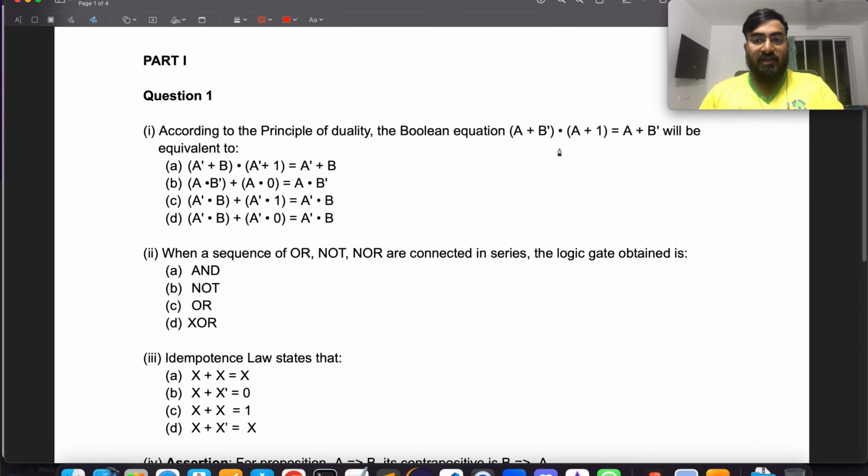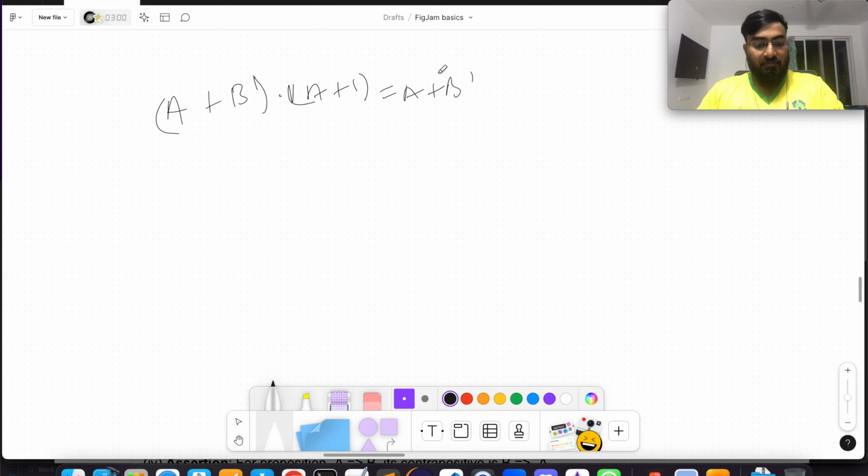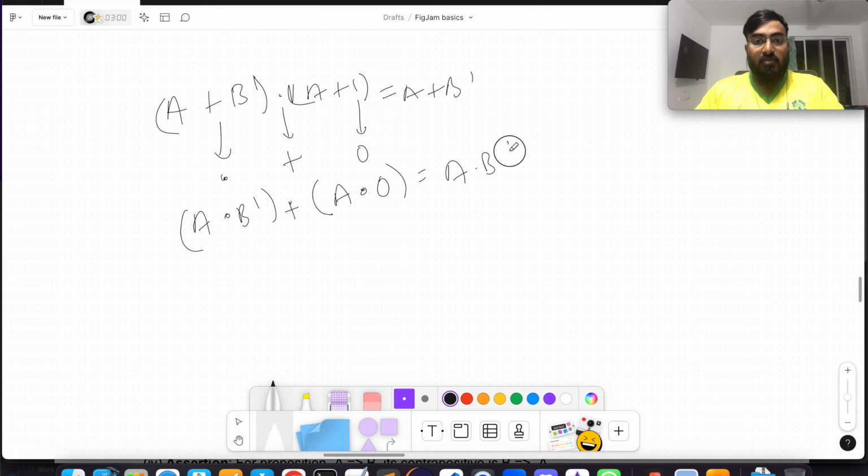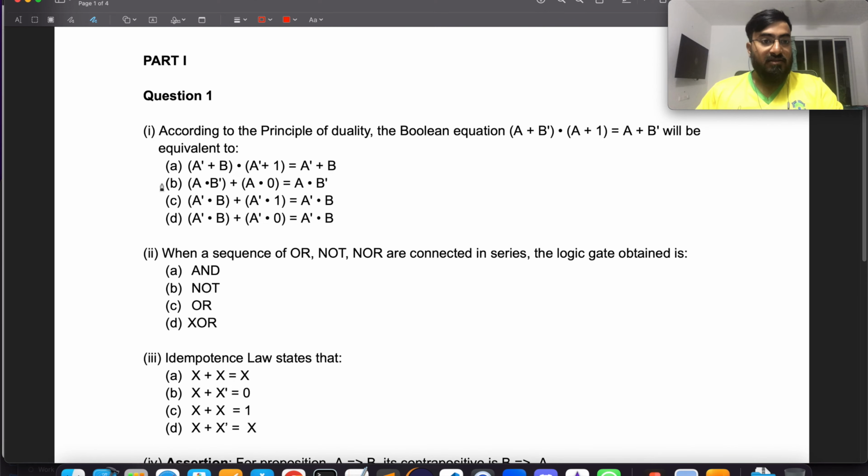Okay. So the first question is, you have to find the dual of this equation. All right. So what we do is, this is the equation, right? When you are finding a dual, you have to convert all pluses to dots, all dots to pluses, all ones to zeros, and all zeros to ones. So when you do this, you get a dot b bar. The variables and the complements remain the same, plus instead of dot, a dot 0 plus becomes dot 1 becomes 0, which equals a dot b bar. Now that we see the options, a dot b bar plus a dot 0 is equal to a dot b bar. This is your answer.